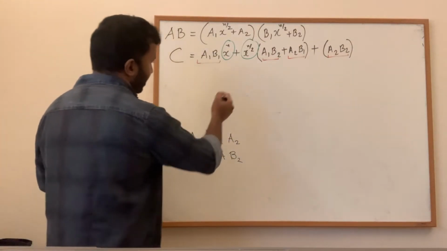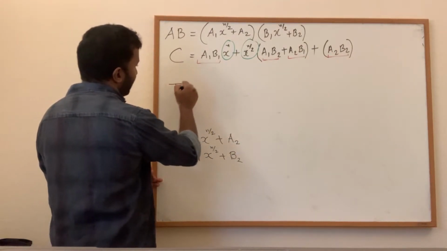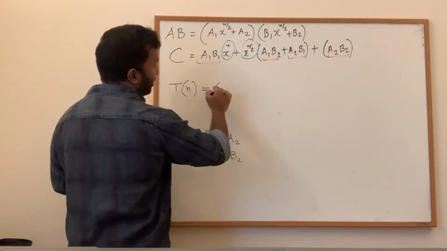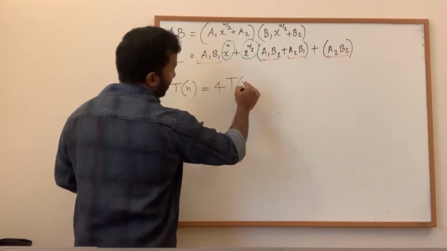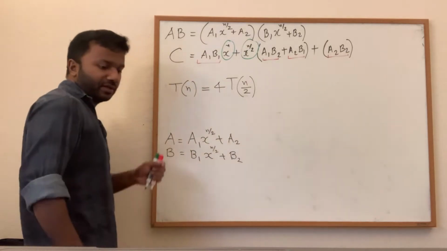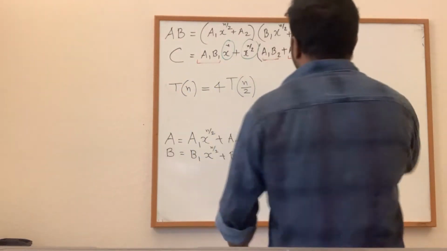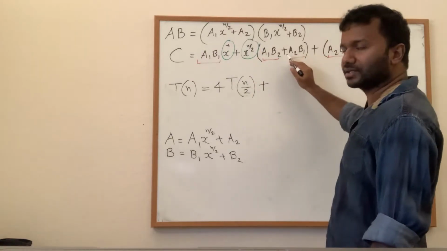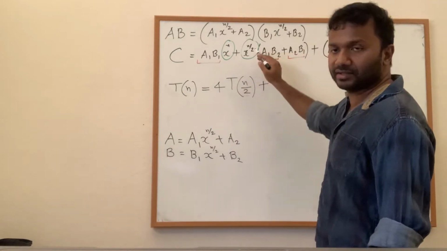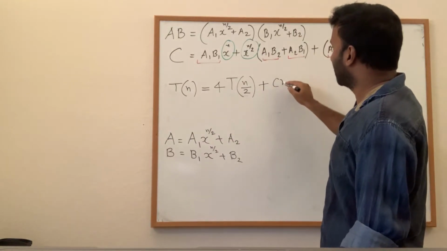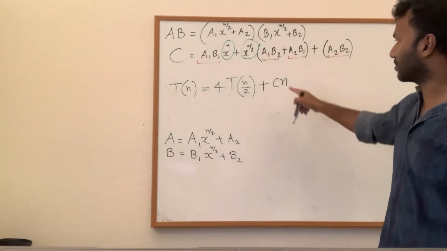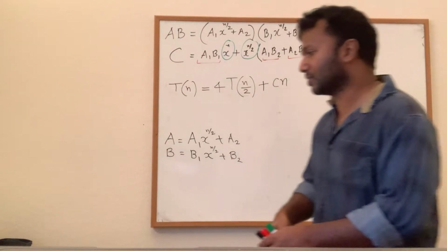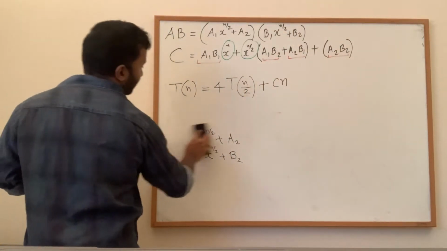So I can write the recurrence in this form, T of n. I have reduced to 4 multiplications, where each of those multiplications is between n over 2 digit numbers. And the remaining task is this addition, this addition, this addition, then making these shifts. Everything can be done in linear time, so some constant times n. And let's see how to solve this recurrence.